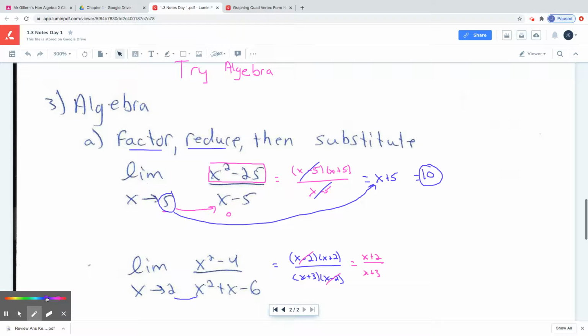All right. So now I've canceled things out. Now let's see if I can substitute 2 in there for both the x's. I have 2 x's. So 2 plus 2 is 4, and 2 plus 3 is 5. So the answer to this one is 4/5. So we factored, we reduced, then we substituted in.